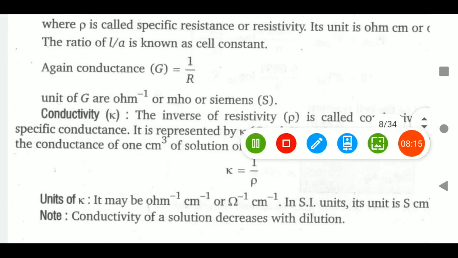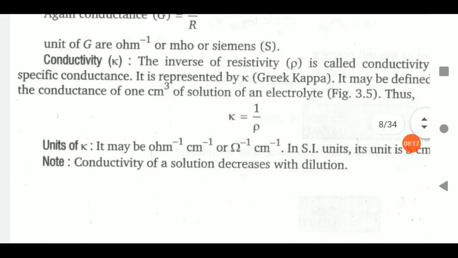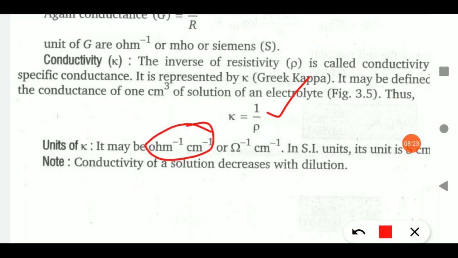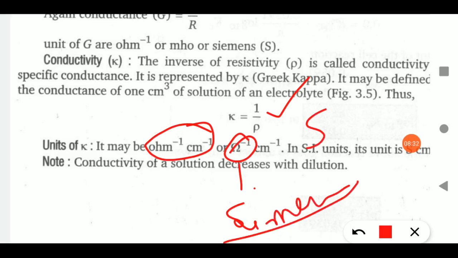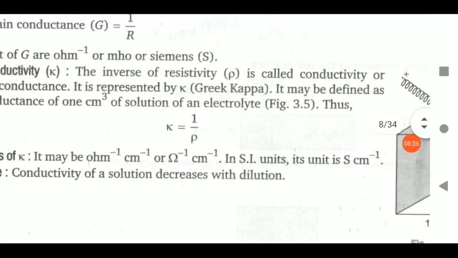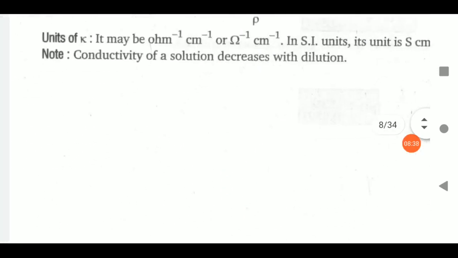Look here, kappa is equal to 1 upon rho and its unit is ohm inverse centimeter inverse. Here ohm inverse is known as Siemens. So you can say Siemens per centimeter, this is the SI unit. Look here, Siemens centimeter inverse.